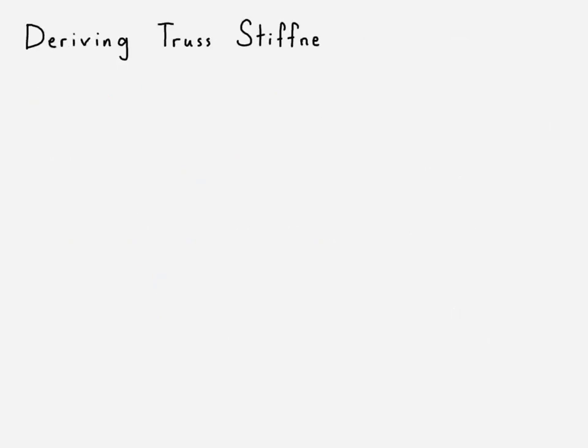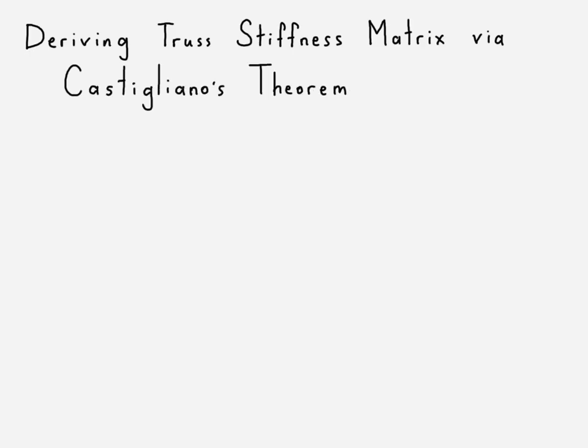Okay, so that's really all the theory. Now we're just going to take a look at how we would use Castigliano's theorem to derive a stiffness matrix for a truss element, because it is something that we are already familiar with.